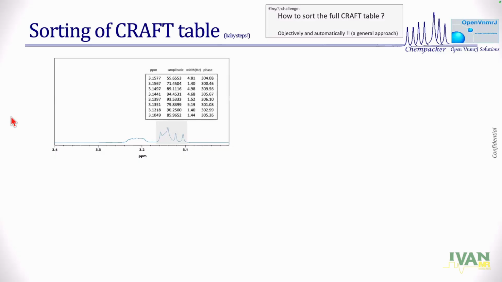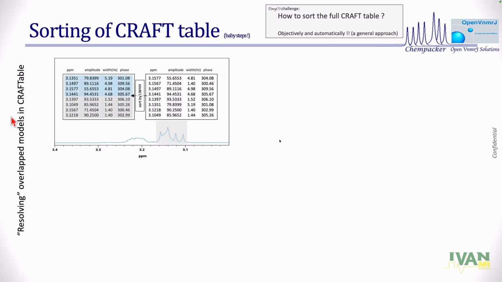When I look at the CRAFT table within that region, I have 8 models. How am I going to resolve the overlapping models in the CRAFT table? That's the fundamental question. If you stare at that table a little bit longer, it's obvious there is one easy way to sort them out. I simply say, oh, I have 2 groups of models, each one having its own different decay rate constant. Oh, there is a parameter that I can potentially use in this particular case.